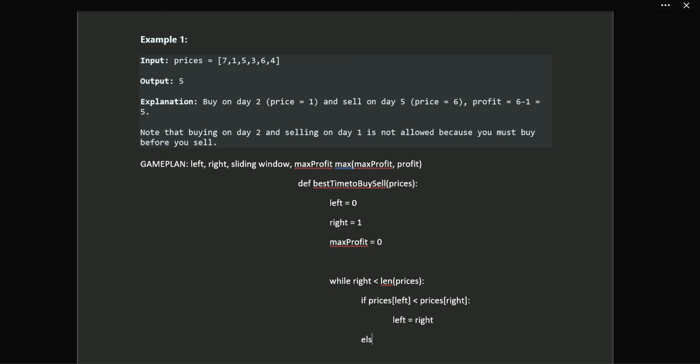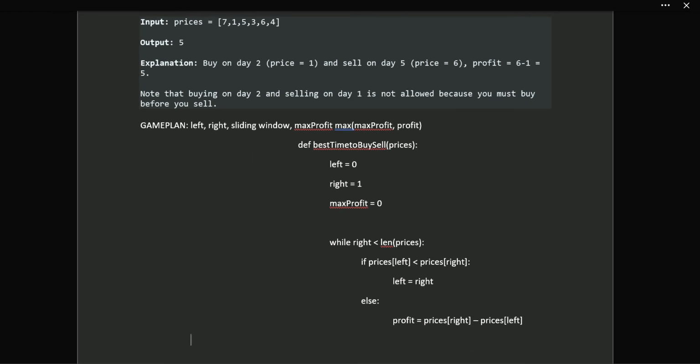If that's not the case, then I want profit equal to prices at index right minus prices at index left. And then all we're doing from there, now that we have a profit, is saying max profit equals the max between what we already have as max profit and the profit we've just collected.